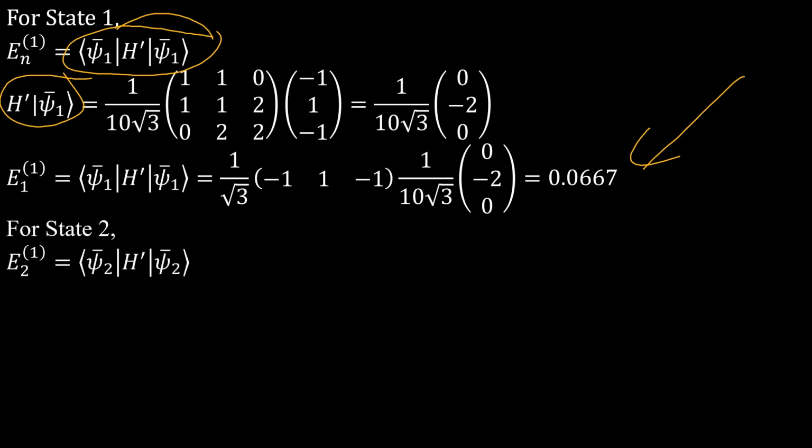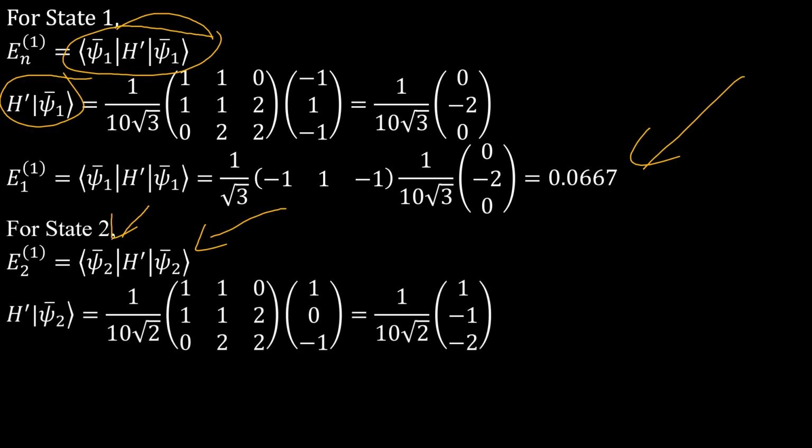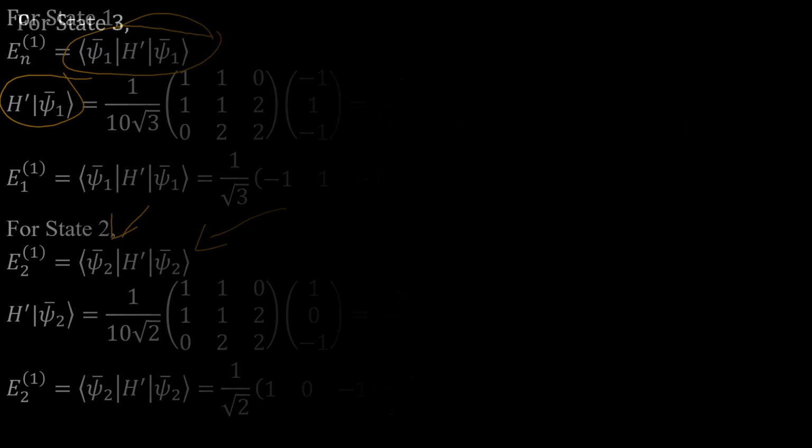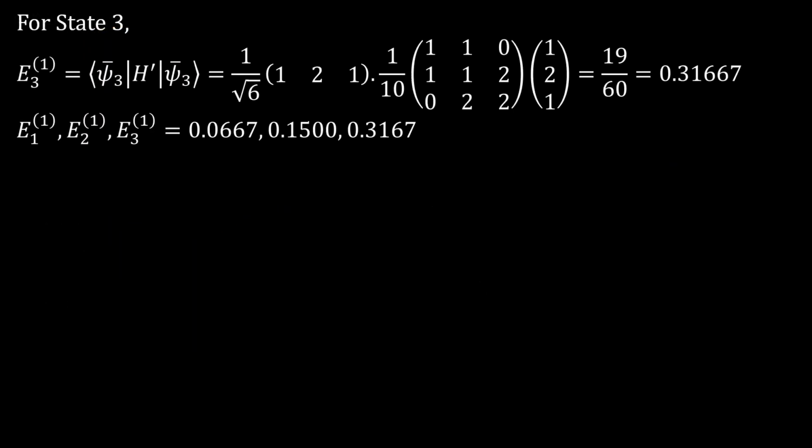For state 2, we can do the same. We can solve this matrix by matrix multiplication. So we can bring in the two states and perform a matrix multiplication. We are going to have this expression, which is going to give us 0.15 for state 2. If we do the same thing for state 3, we are going to have E3 to be 0.31667. So that's for state 3. We can summarize here by saying E1, E2, and E3 are given by this expression.